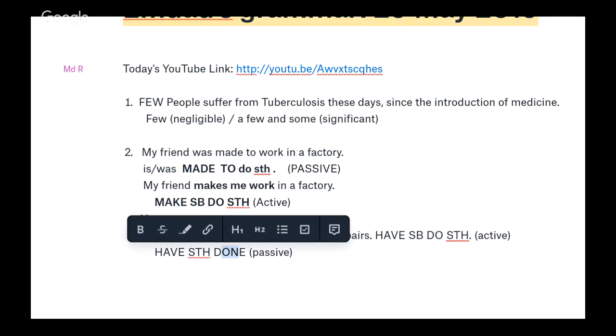How about this? I had my hair cutted. We don't say cutted, we say cut. I had my hair cut. I had my car repaired. You're not doing it yourself. Someone else is doing it. I had my car repaired. Is it clear? So, have something done.